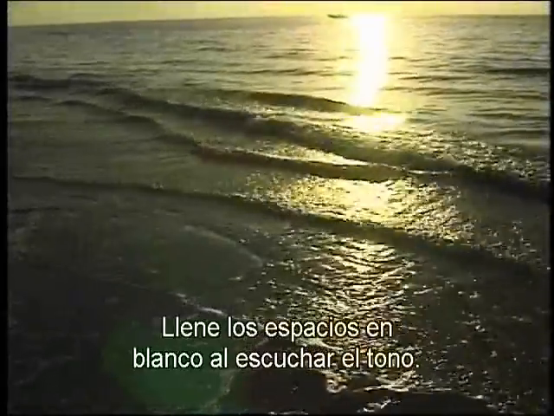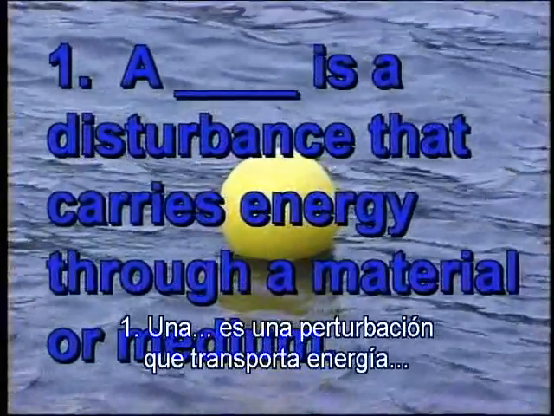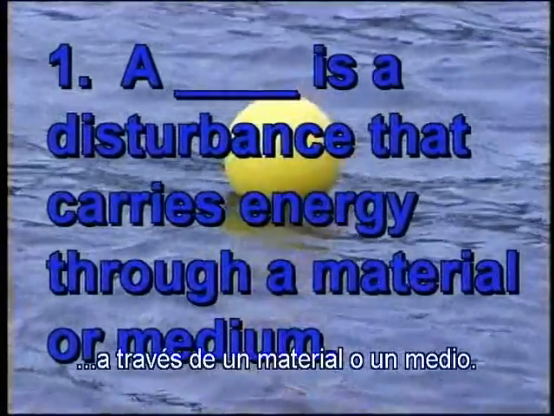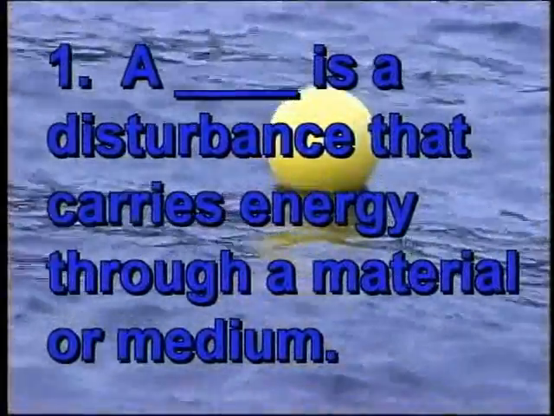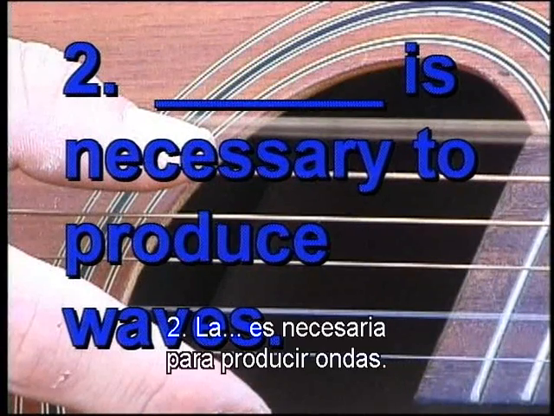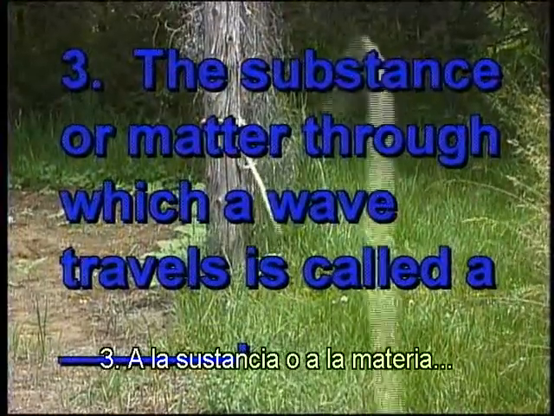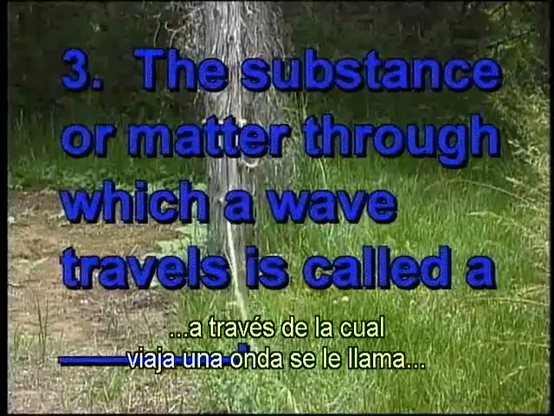Fill in the correct word when you hear this tone. Good luck, and let's get started. Number 1, blank is a disturbance that carries energy through a material or medium. Number 2, blank is necessary to produce waves. Number 3, the substance or matter through which a wave travels is called a blank.